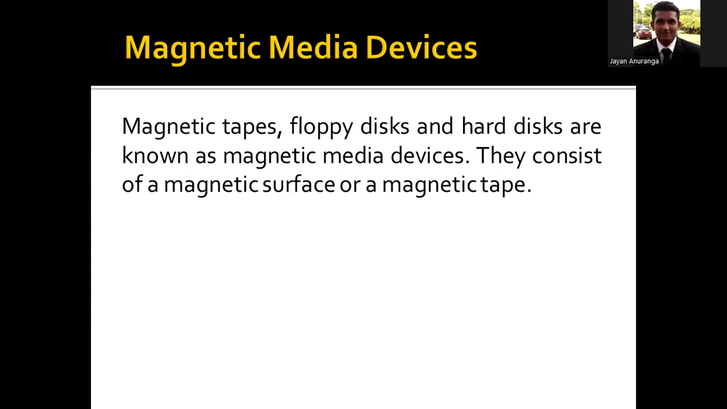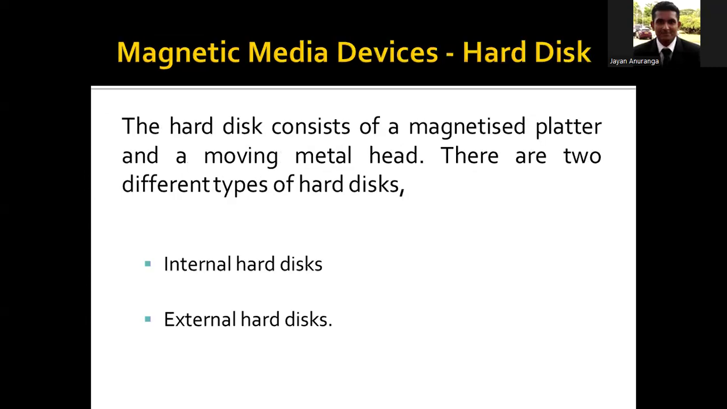Magnetic tapes, floppy disks, and hard disks are known as magnetic media devices. They consist of a magnetic surface or magnetic tape. Therefore, we introduce them as magnetic media devices. The hard disk consists of a magnetized platter and a moving metal head. Hard disks can be divided into two parts, HDD and SSD. Normally, currently, the technology has been enhanced. Currently we use SSD hard disks. The SSD is a solid state device.